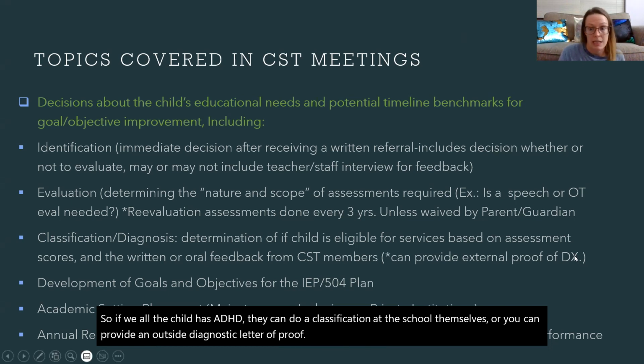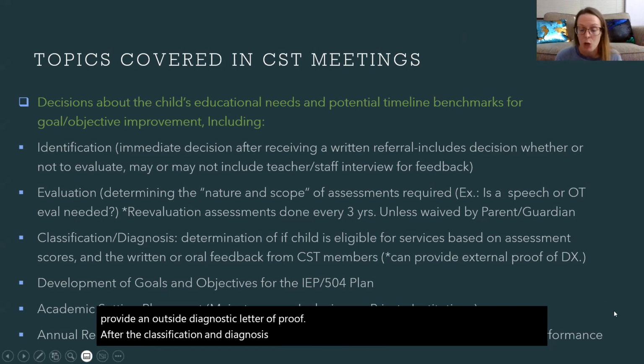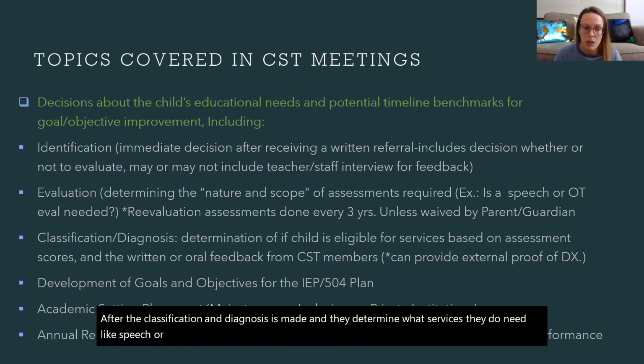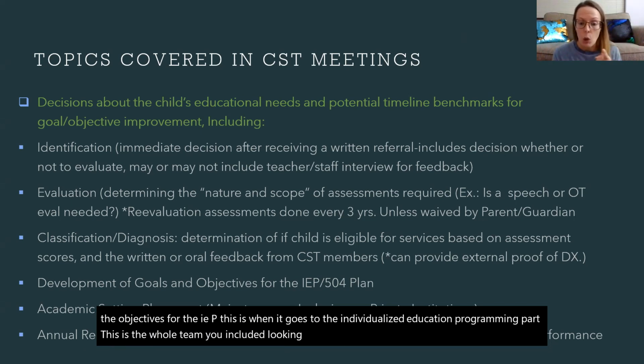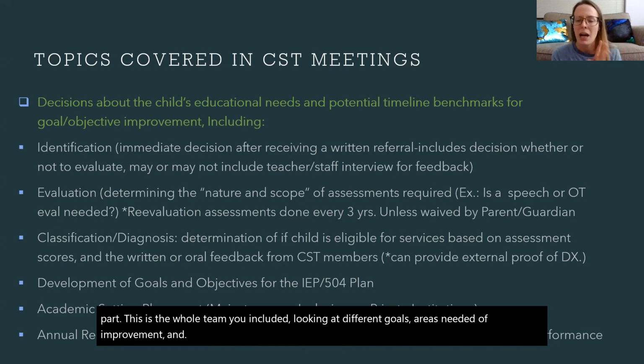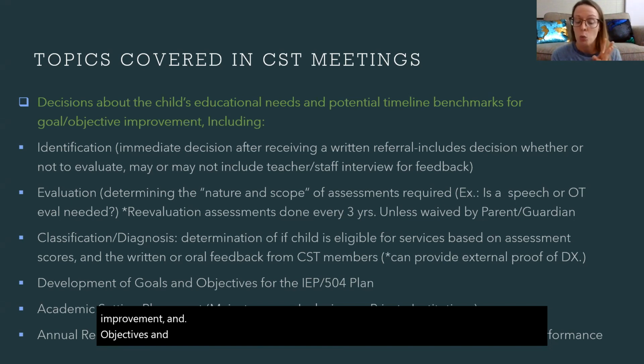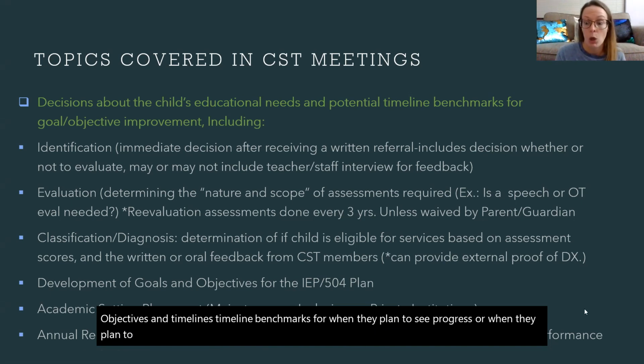After the classification and diagnosis is made and they determine what services they do need, like speech or OT and other things, that's when they work on the development of the goals and the objectives for the IEP. This is when it goes to the individualized education programming part. This is a whole team, you included, looking at different goal areas needed of improvement, and objectives and timeline benchmarks for when they plan to see progress or when they plan to see overall improvement.